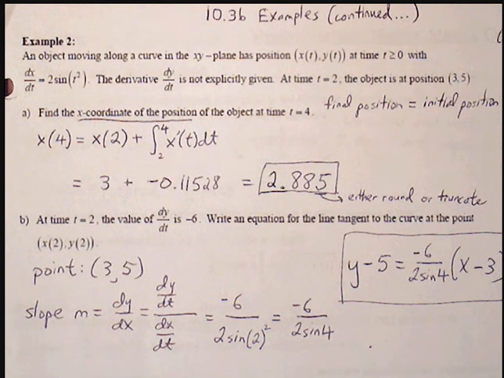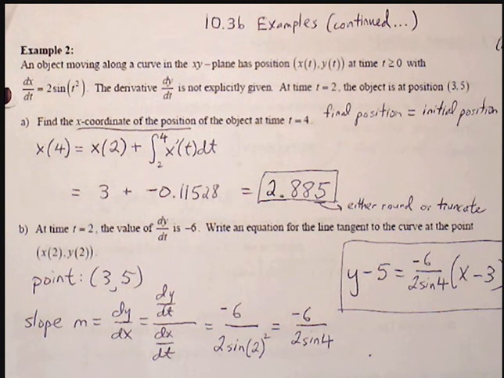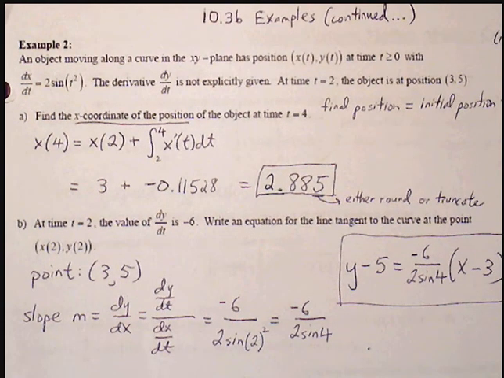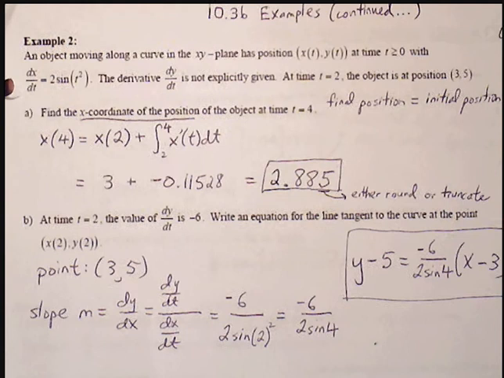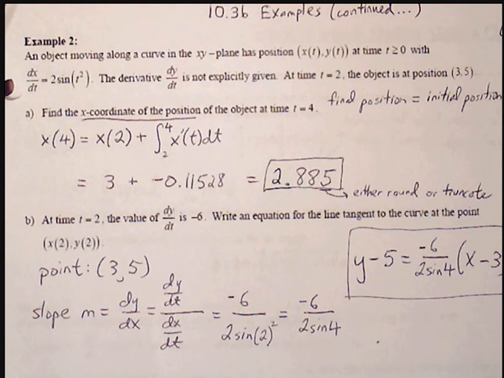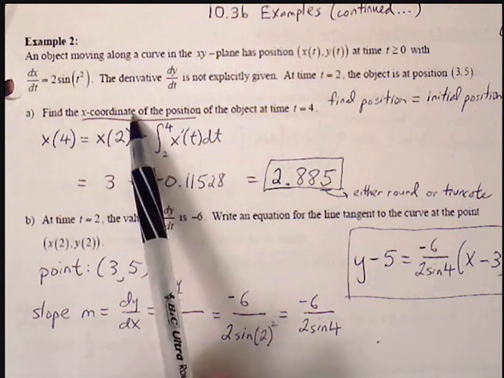Okay, we're finishing up with notes from 10.3b. Last example here, example 2. An object moving along a curve in the xy plane has position x of t, y of t, and dx/dt, which is 2 sine of t squared. The derivative is not explicitly given. At time t equals 2, the object is at position (3, 5). Find the x-coordinate of the position of the object at time t equals 4.